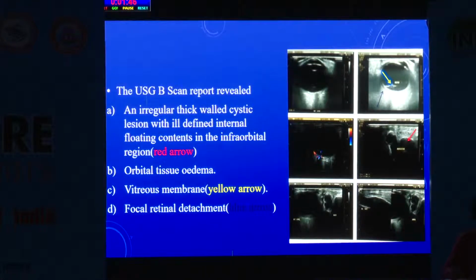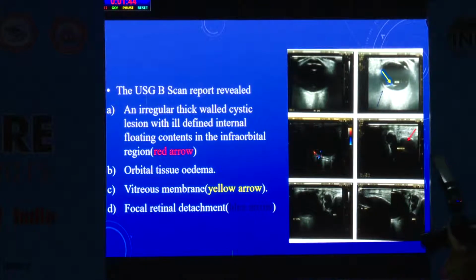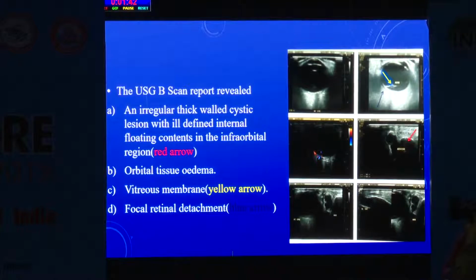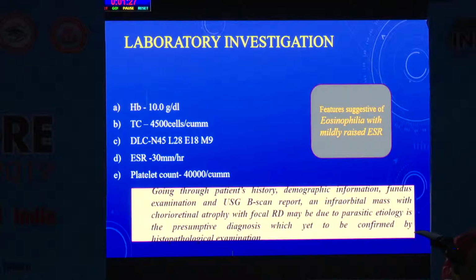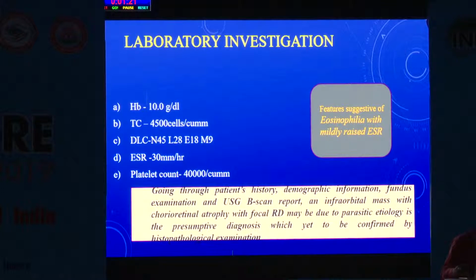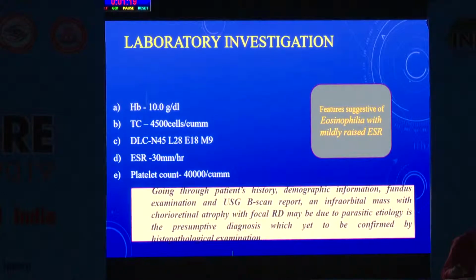Now, UHG B scan was done, and there was an irregular thick-walled cystic lesion with ill-defined internal floating contents in the infraorbital region. Orbital tissue edema was present, vitreous membrane was seen, and there was focal retinal detachment. On laboratory investigation, hemoglobin was 10, mild eosinophilia was present, and ESR was high.